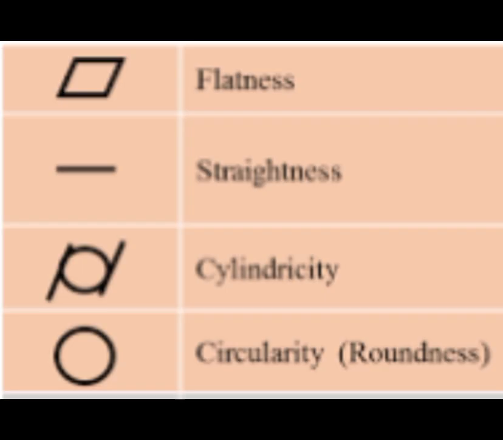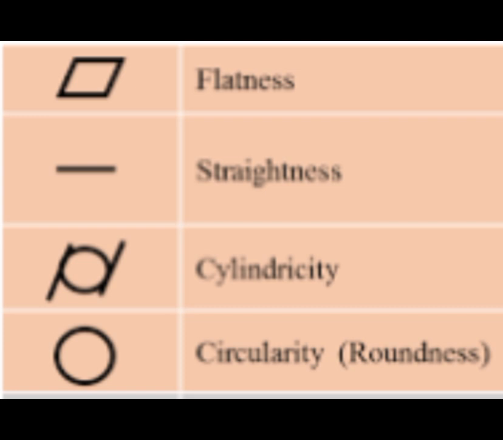1. Straightness. The straightness symbol indicates a straight feature, like a line or axis. 2. Flatness. The flatness symbol indicates a flat feature, like a planar surface. 3. Circularity. The circularity symbol indicates a circular feature, like a hole or cylinder.